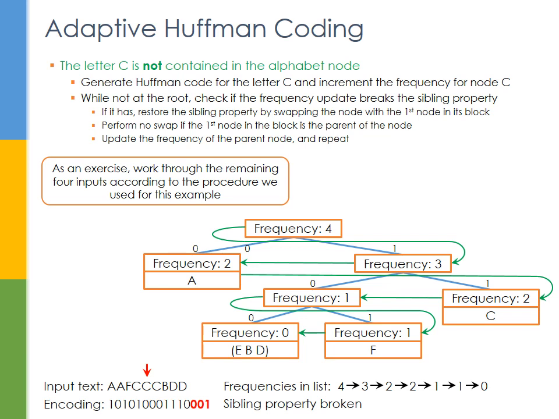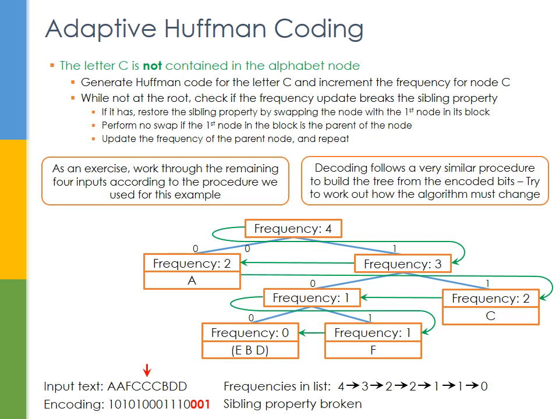All right, so we will end then this example at this point. You can see that in our input text there are still 4 letters that need to be encoded. So this will be left as an exercise to you. So work through the remaining letters, encode them and perform updates to the Huffman tree structure according to the same procedure that we've done so far. All right, so this then essentially summarizes the encoding operation.